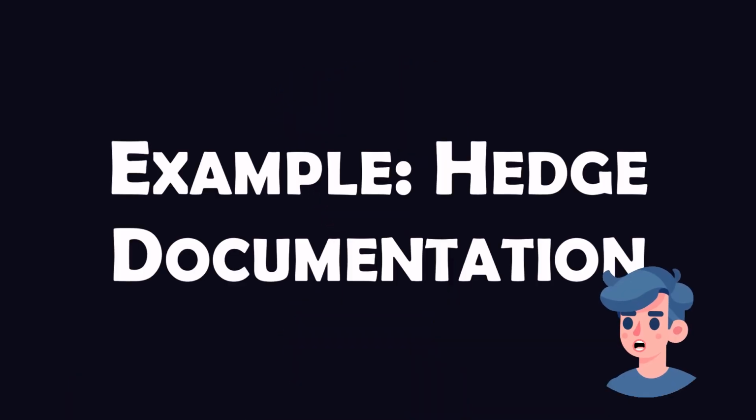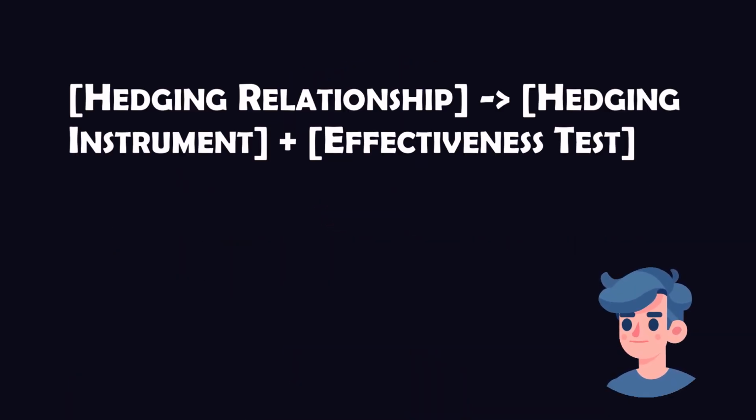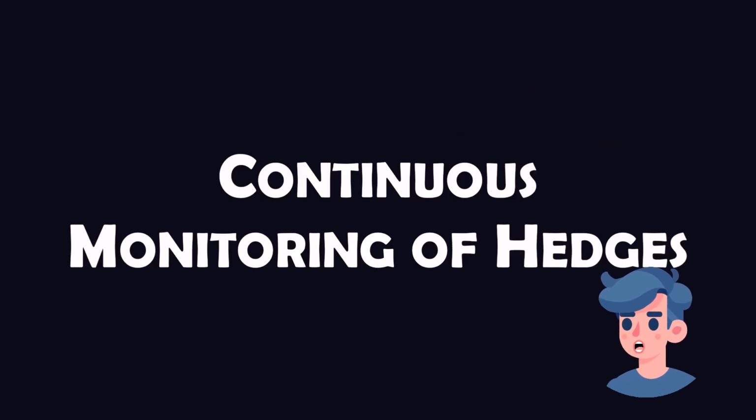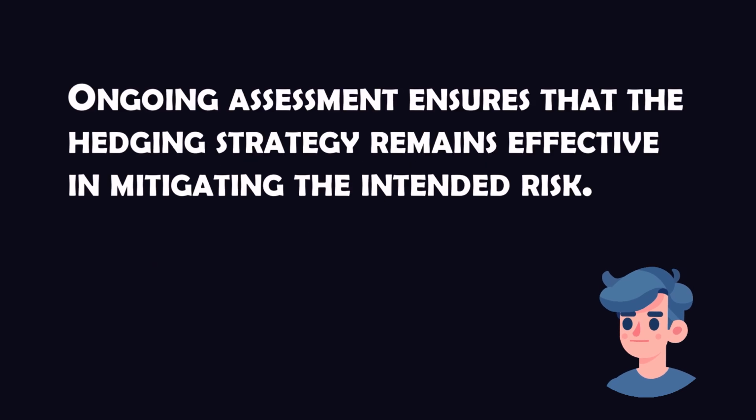Let's consider an example of hedge documentation. A company hedging foreign currency risk would need to document the exposure, the hedging instrument, and how effectiveness will be assessed. A crucial part of hedge accounting is continuous monitoring and management. Companies must regularly assess hedge effectiveness and adjust hedging strategies as needed.